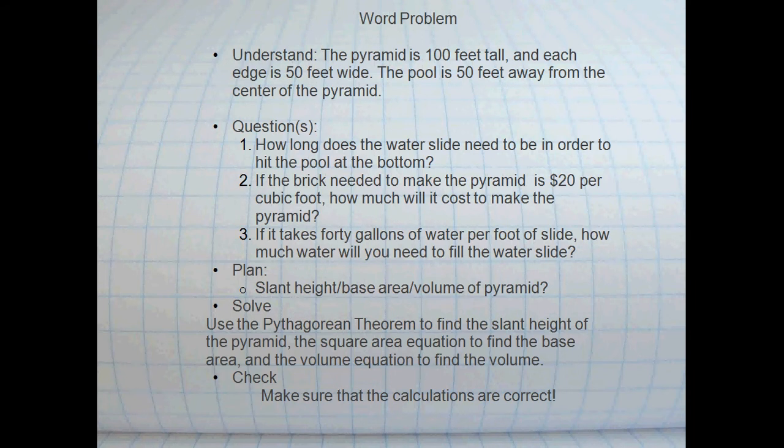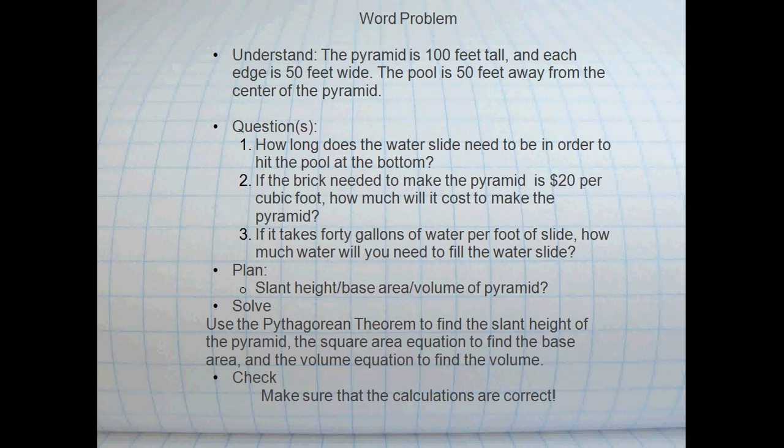Word problem. Understand. The pyramid is 100 feet tall, and each edge is 50 feet wide. The pool is 50 feet away from the center of the pyramid. Questions. How long does the water slide need to be in order to hit the pool at the bottom? If the brick needed to make the pyramid is $20 per cubic foot, how much will it cost to make the pyramid? If it takes 40 gallons of water per foot of slide, how much water will you need to fill the water slide?